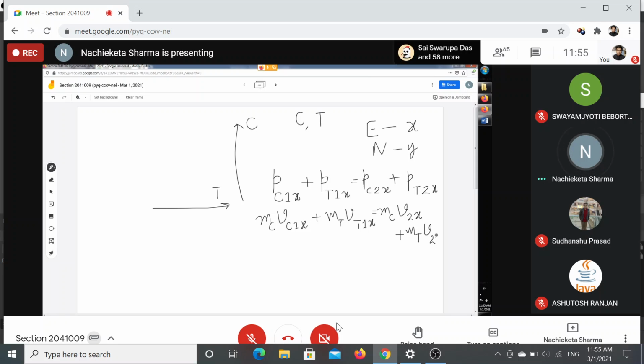Now tell me, your car is moving along the north direction. So what is its x component? It is a vector which is along the y-axis. What is its x component? Yes?